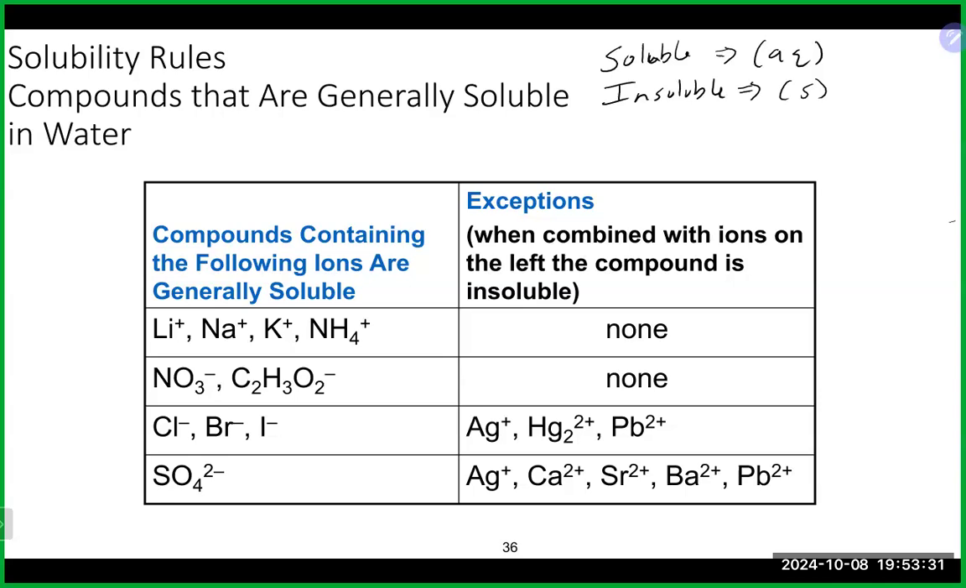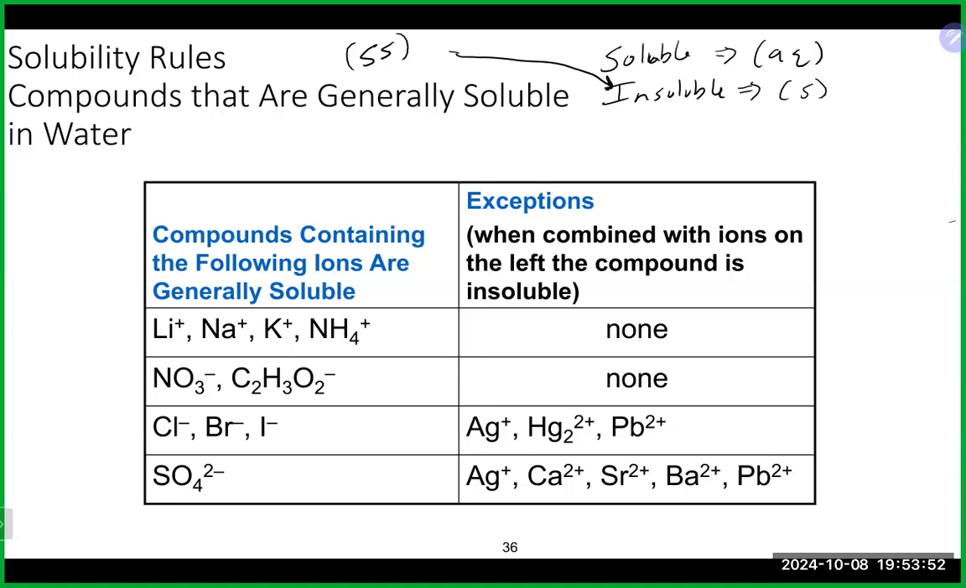A little bit of it will dissolve, and most of it will not. So most people consider slightly soluble, which is sometimes abbreviated SS, as being more on the insoluble side than soluble. So if you happen to come across something that says slightly soluble, then it's probably going to be considered, most of the time, insoluble and a solid. So these are the rules.